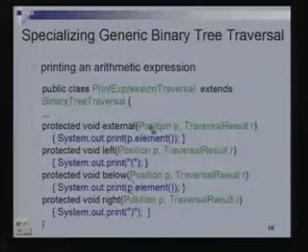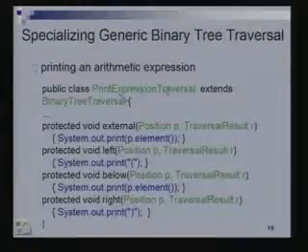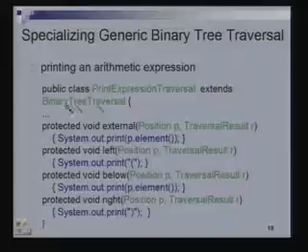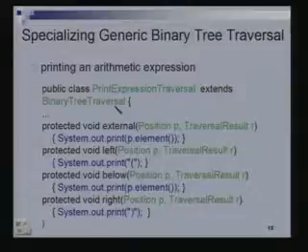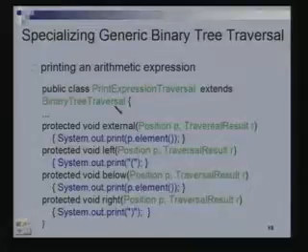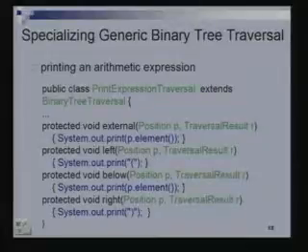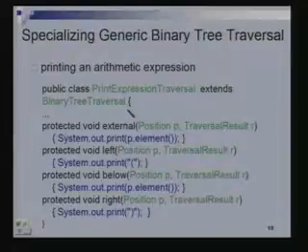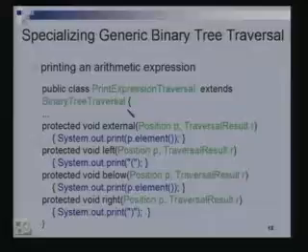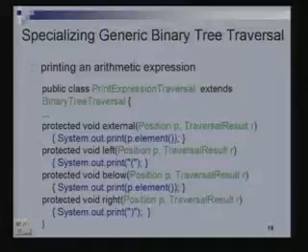So once I have specialized these methods in this manner, this becomes print traversal. This is the class which is extending binary tree traversal, and when I invoke the traversal method, with the tree corresponding to an arithmetic expression, it will print out the arithmetic expression in the parenthesized form. I could specialize the same binary tree traversal class to compute the total space occupied by the files in a certain directory structure, by specializing these methods in a slightly different manner.